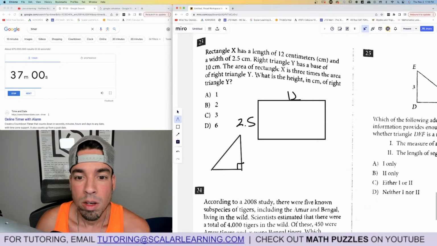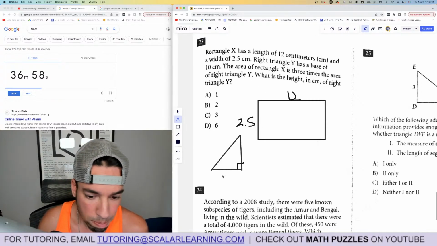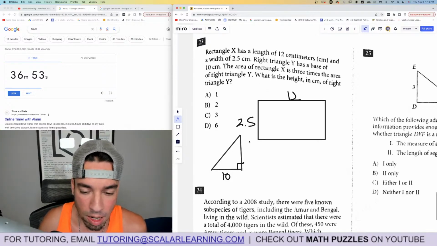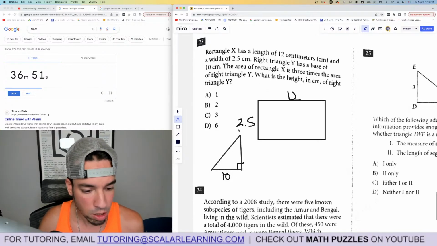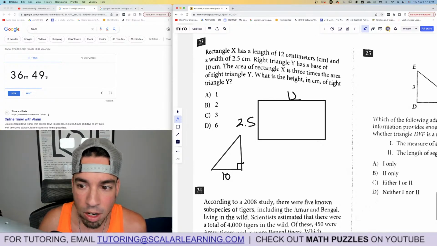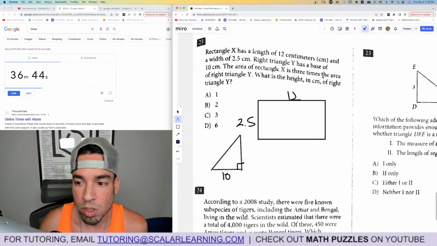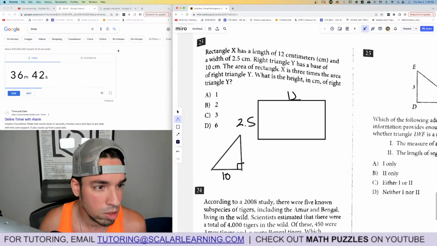Okay, and it says, what? The right triangle has a base of 10. The base could be either, whatever. I'm just going to put it there. Either of these two could be base or height, depending on how you interpret it, right? And then the area of rectangle X is 3 times the area of the right triangle. So it's 3 times whatever this is. So the area of this is, here, let's do calculator.